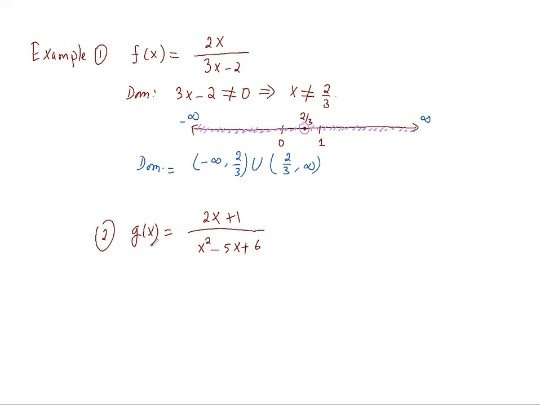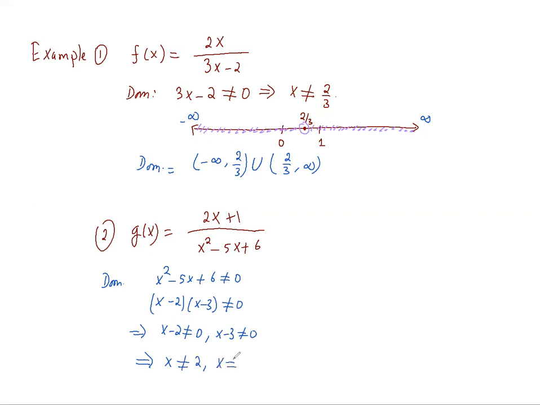All right, let's look at another example. Again, for the domain, we want to say that x squared minus 5x plus 6 cannot be equal to 0. We can factor this as x minus 2 times x minus 3 cannot be equal to 0. This implies x minus 2 cannot be equal to 0, and x minus 3 cannot be equal to 0. This means x cannot be equal to 2, and x cannot be equal to 3.